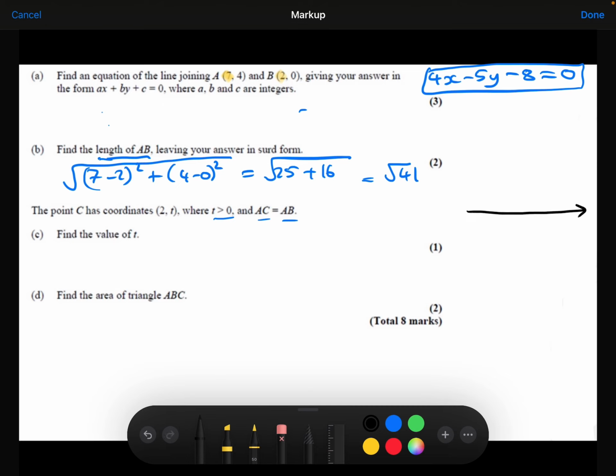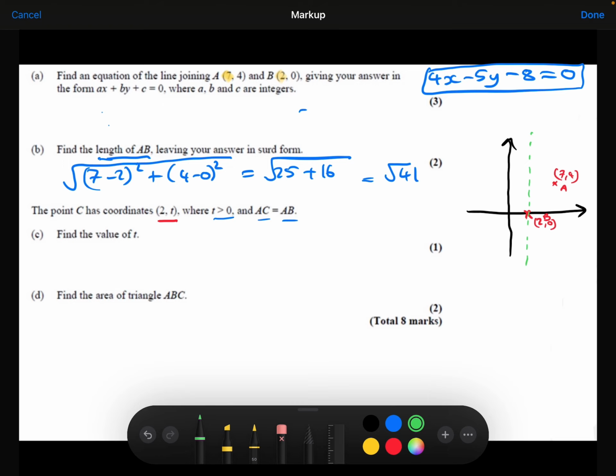So let me draw my x-axis and my y-axis. Point A was the coordinate (7, 4). So let's put that here. That's point A. Point B was the coordinate (2, 0). So let's put that here. So that's my point B. And I know that point C has x coordinate 2. I don't know what the y coordinate is, but I know its x coordinate is 2, which means it's going to be somewhere on this line.